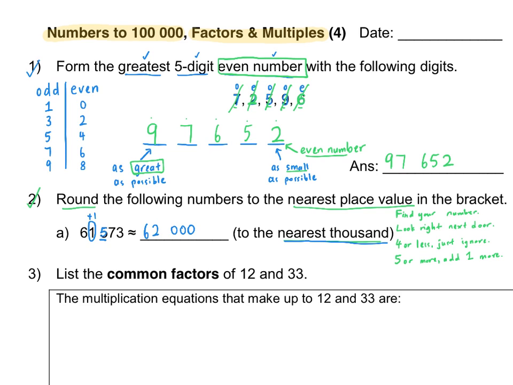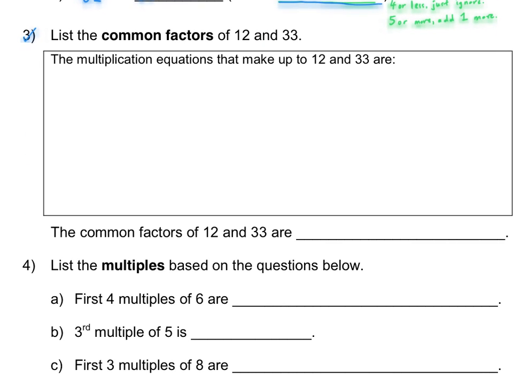Now let's go on to the next question, question number 3. List the common factors of 12 and 33. So in order to list the common factors, we must first find out what are the factors of 12, followed by the factors of 33. And in order to do so, what must we do? We have to list out the multiplication equations of 12 and 33 separately. So let's start with 12 first.